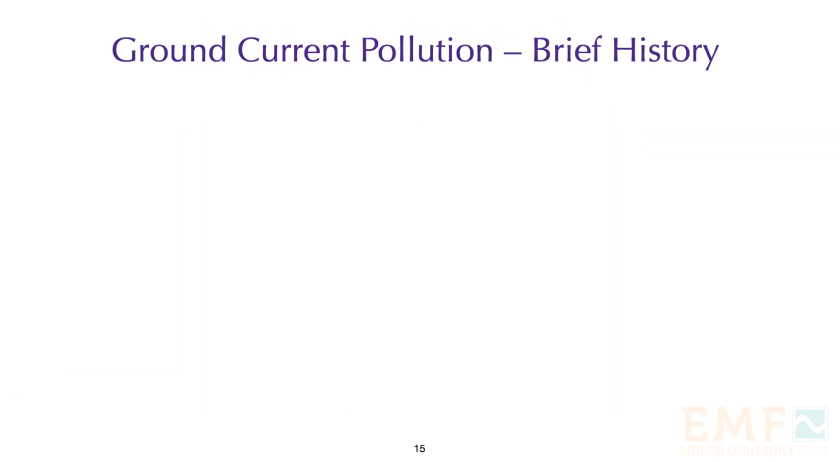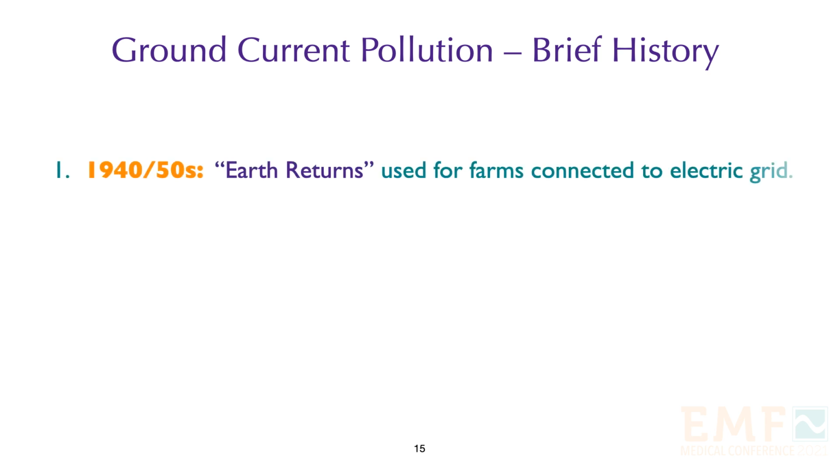In North America, cities were connected to the electric grid before farms. In the 1940s and 50s, the utility wanted to spend as little money as possible servicing farms, so they decided to forego the neutral wire, the fourth wire, and use the earth to complete the circuit. This is called an earth return. As soon as this happened, farmers started to complain because their livestock were getting sick.